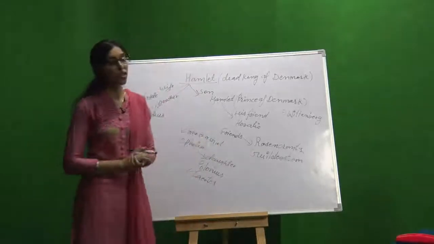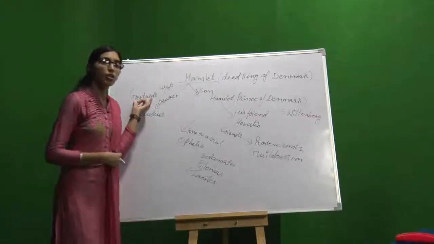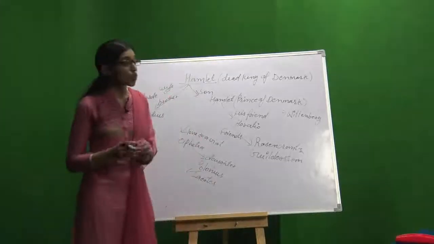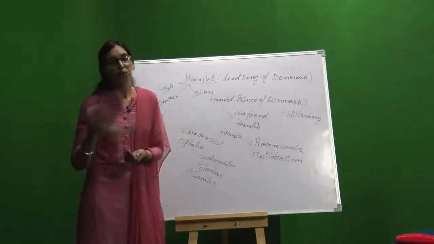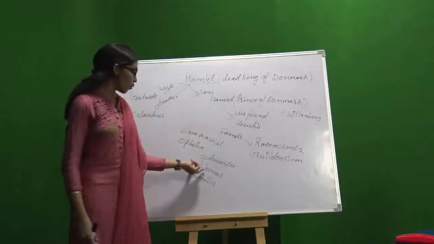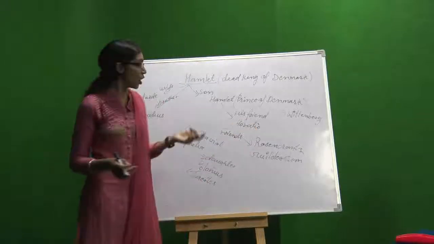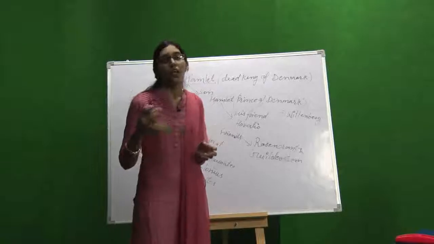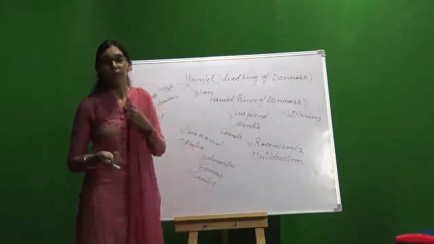And Hamlet went to meet his mother Gertrude in her chamber. When Hamlet was talking to his mother Gertrude, at that time he heard a noise from behind the curtain, and that noise was made by Polonius. But Hamlet thinks that Claudius, his uncle, is listening to the conversation between him and his mother.